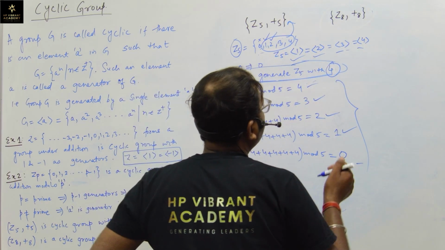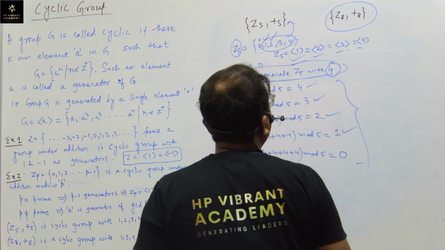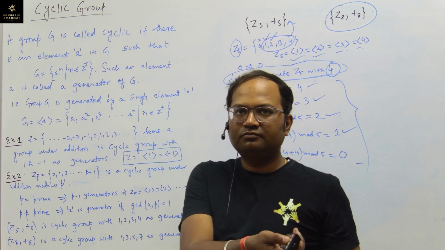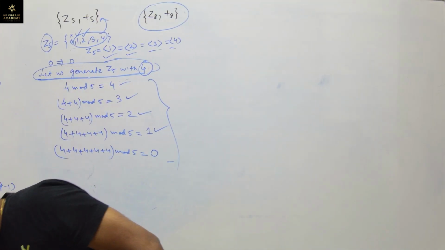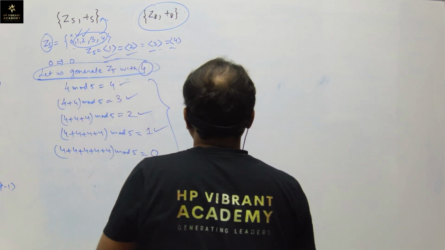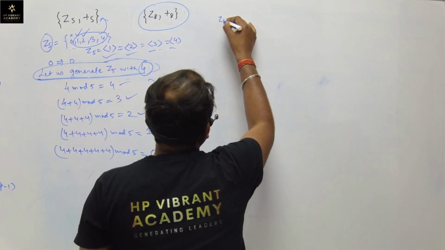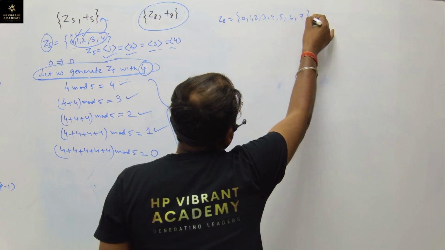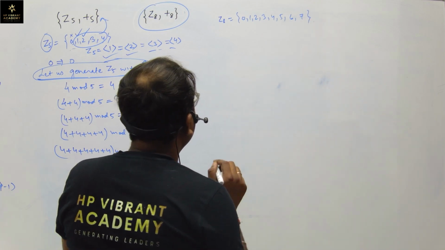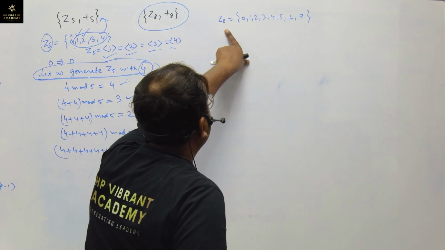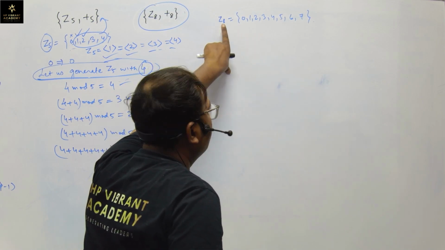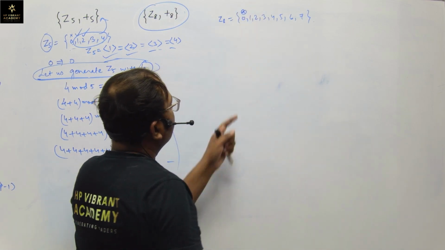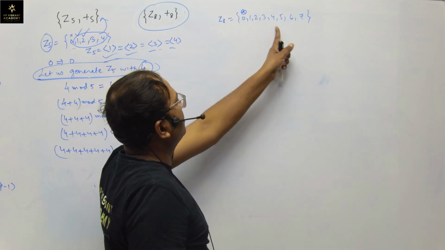Okay, so let us find the generator of Z8. We have the elements in Z8 as Z8 is equal to 0, 1, 2, 3, 4, 5, 6, 7. Let us try to generate Z8 with all these elements. So 0 will not suffice the requirement because 0 will generate only 0. So 0 will not be able to generate the rest of the elements.